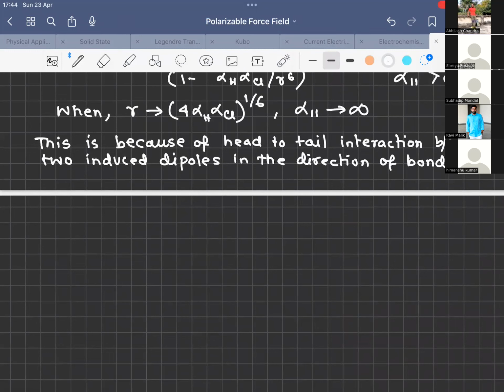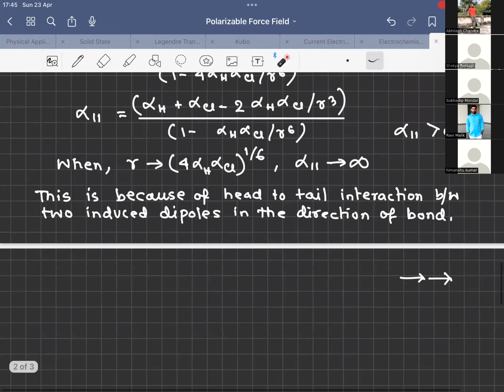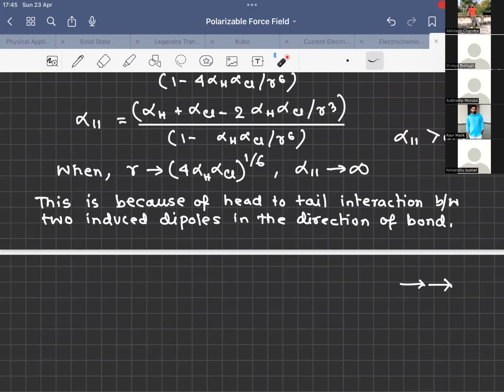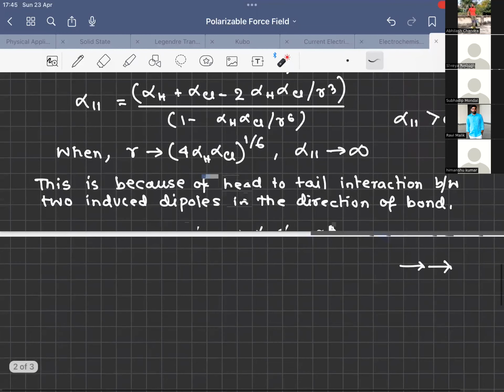Okay, so in this dipole and induced dipole model, every atom is considered as a dipole. When R becomes very small, suppose in this head-to-tail interaction, if we consider this type of interaction, then this alpha parallel becomes infinity. You can see this from this equation also. So this type of interaction is called head-to-tail interaction, along the bond direction, which makes the polarizability infinity. So it is head-to-tail interaction between two atomic induced dipoles. Yes. Okay, then it's fine.